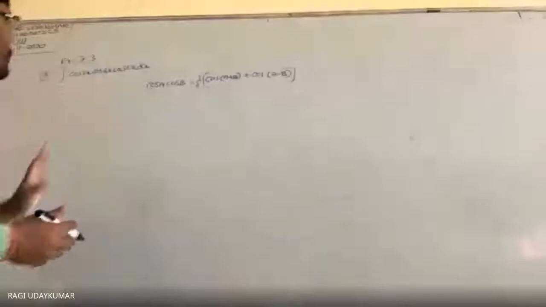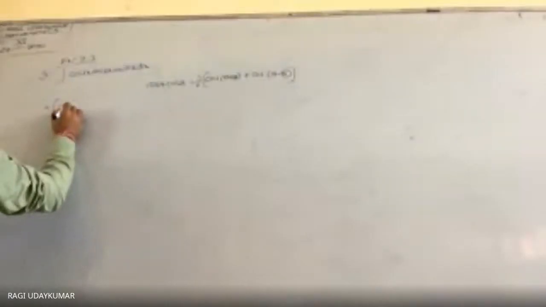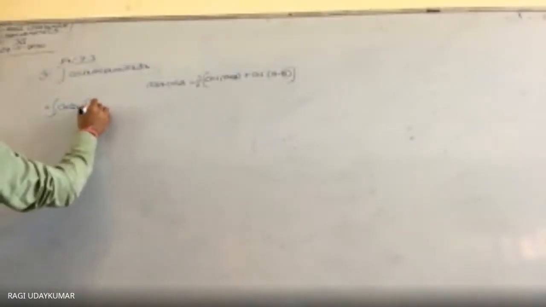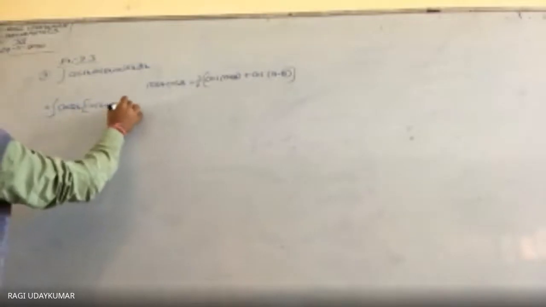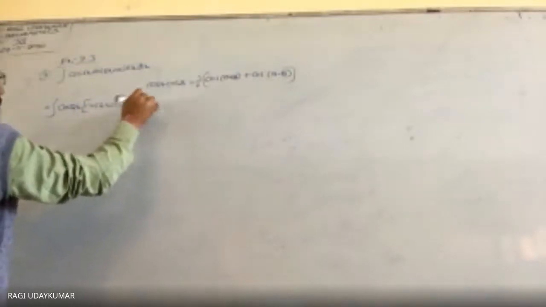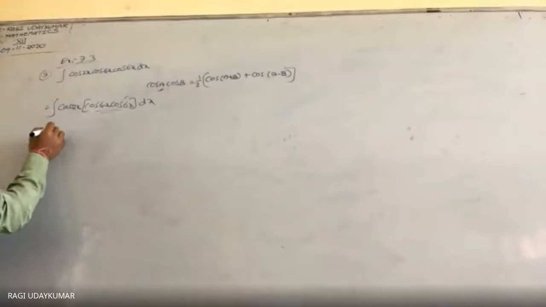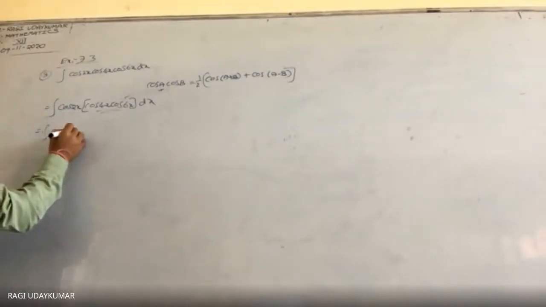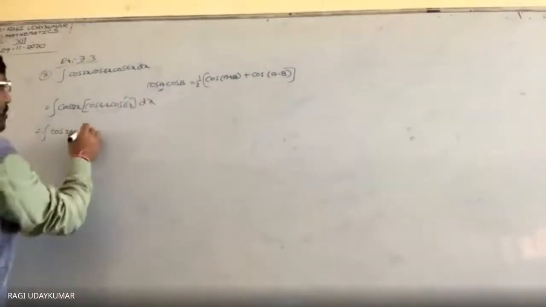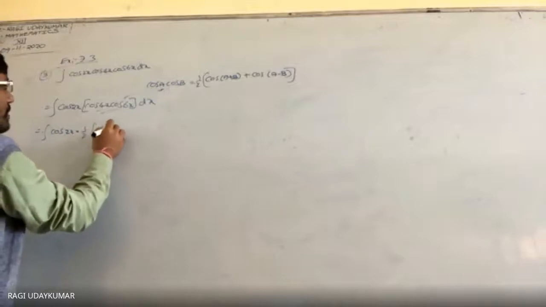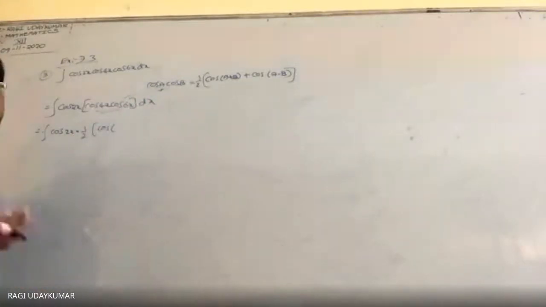You can take it in any way. So I am not touching the first one, but I am applying the formula on the second two functions. I am applying this formula on these two. So what I will get here: integration of cos 2x into 1 by 2 of (cos(6x plus 4x) plus cos(6x minus 4x)).